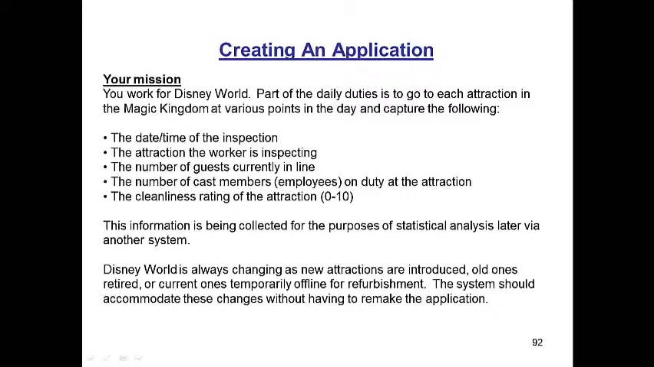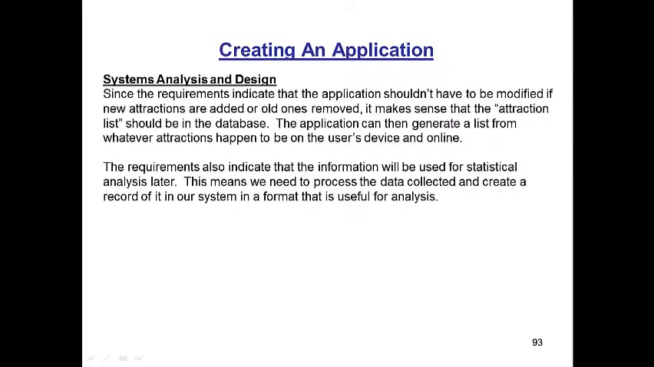Disney World is always changing as new attractions are introduced, old ones retired, or current ones temporarily offline for refurbishment. The system should accommodate these changes without having to remake the application. Since the requirements indicate that the application shouldn't have to be modified if new attractions are added or old ones removed, it makes sense that the attraction list should be in a database. The application can then generate a list from whatever attractions happen to be on the user's device and online.